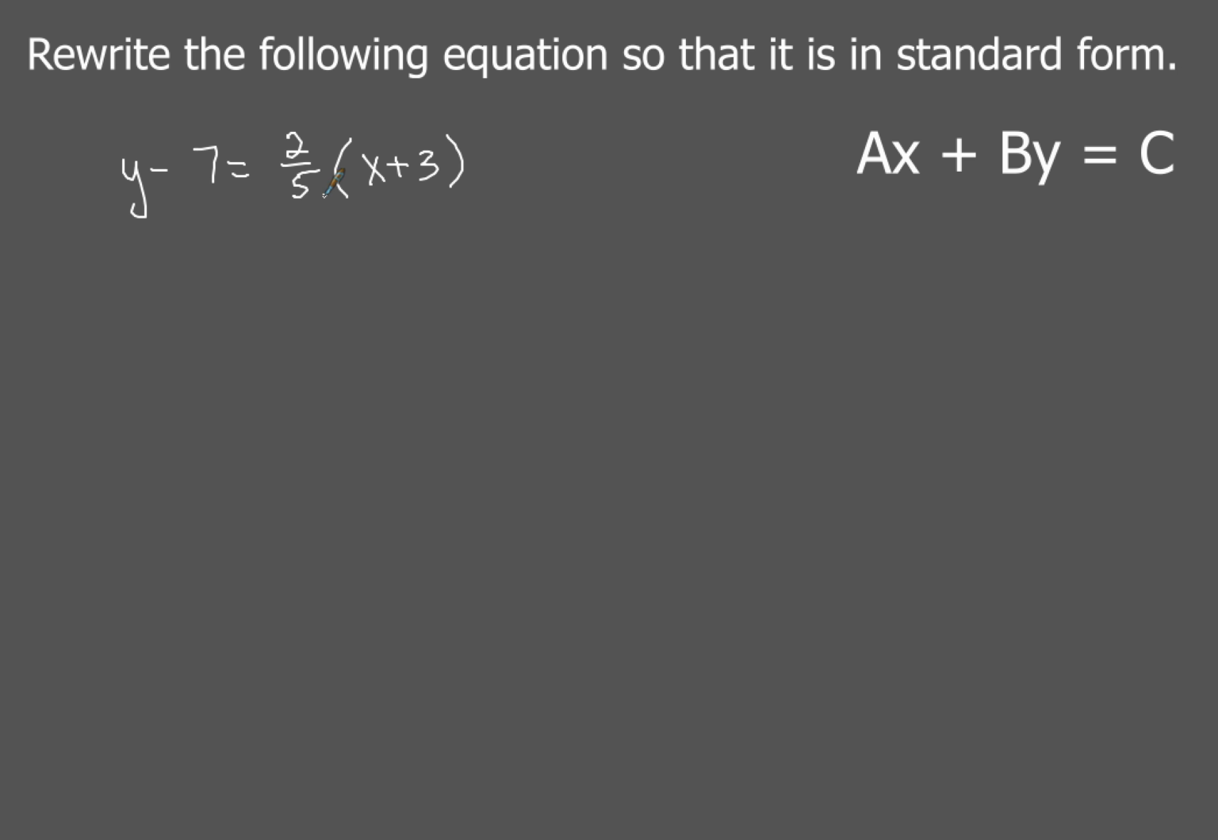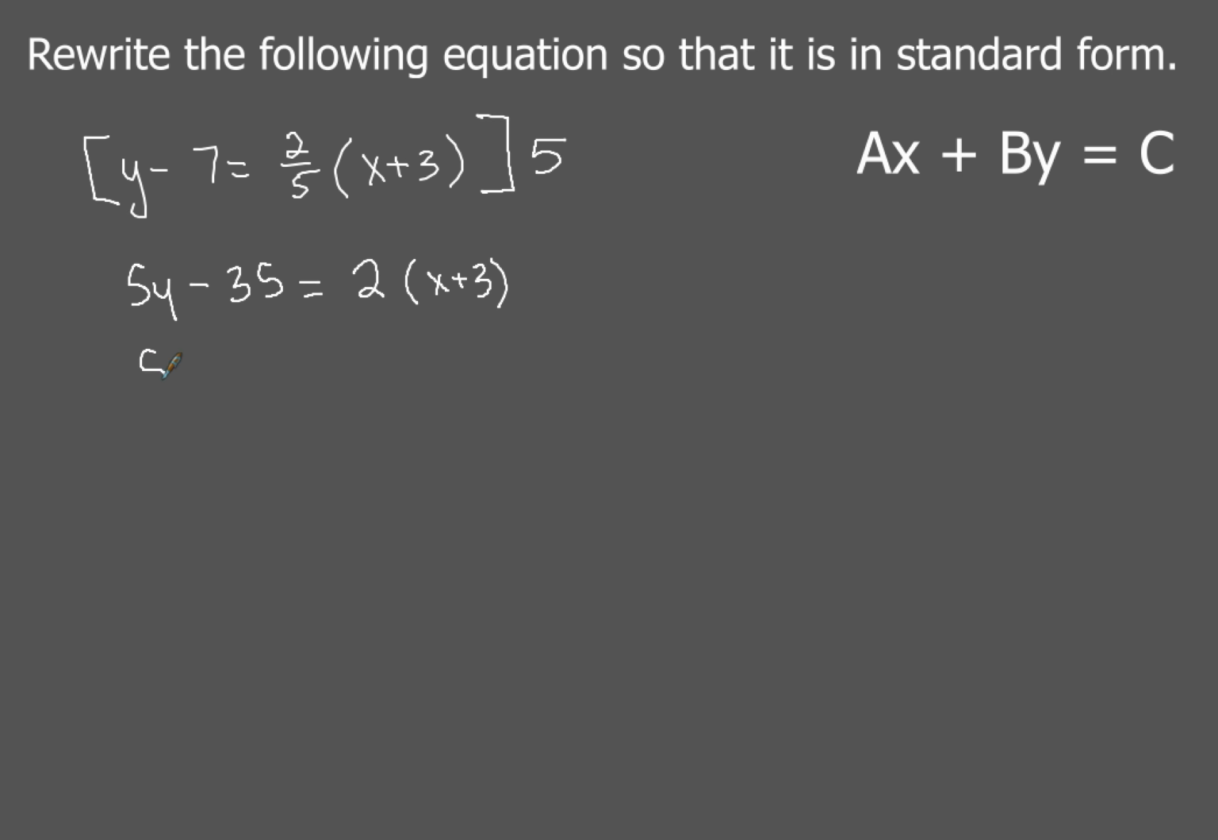I don't like fractions, so what I'm going to do is multiply everything here by the denominator of this fraction, which in this case is the number 5. So 5 times y, of course, gives me 5y. 5 times minus 7 gives me minus 35. Now for the next piece, you have to be really careful because a lot of students will make a mistake here. The only thing you're going to have is the 2 in the numerator, and then the parentheses, and then whatever was inside the parentheses, in this case x plus 3.